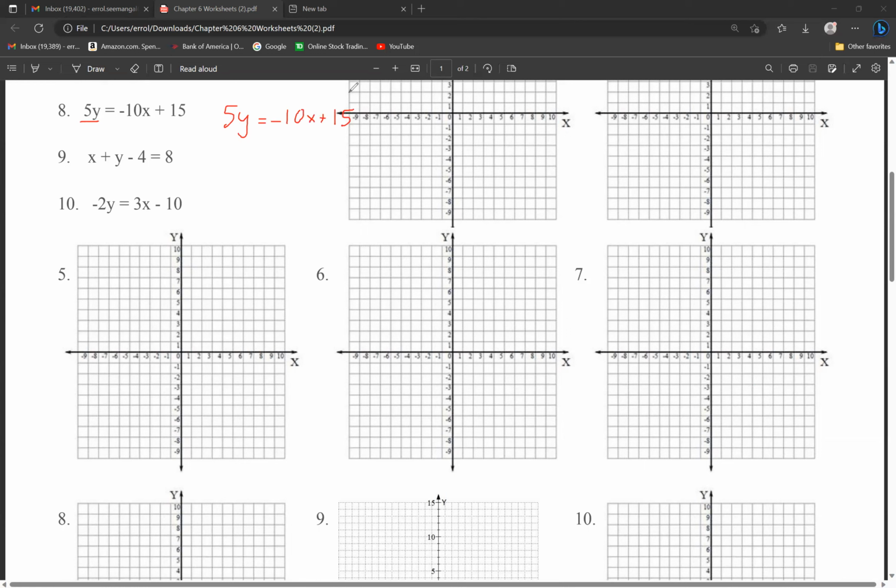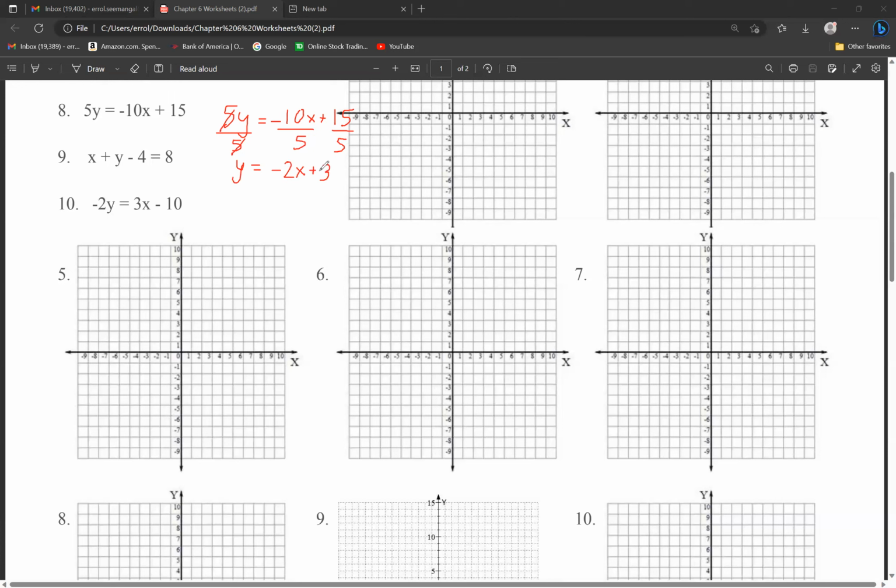What can we do to both sides? Divide everything by 5. So we're going to divide all three terms by 5, right? So what's the new equation? What does it simplify to? Y equals what's negative 10 divided by 5? Negative 2x plus, what's 15 divided by 5? 3. Okay, so y equals negative 2x plus 3.